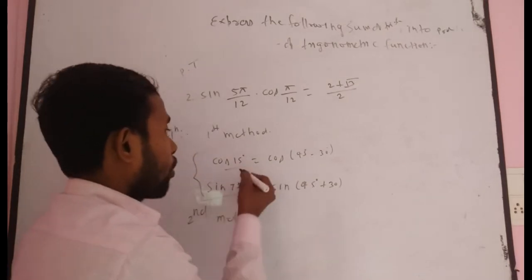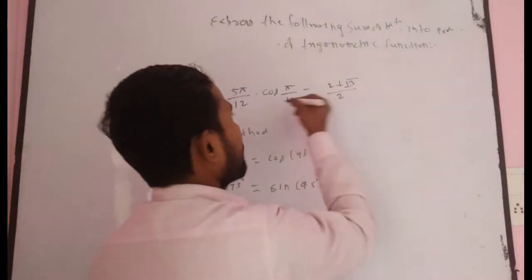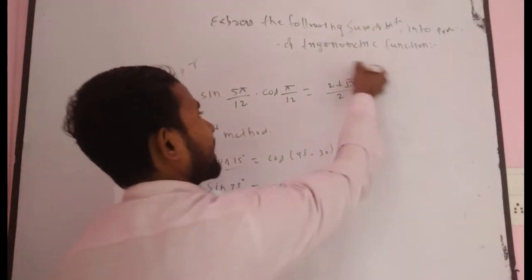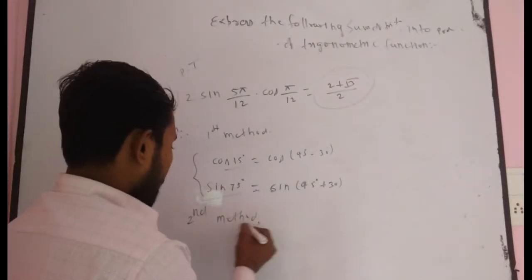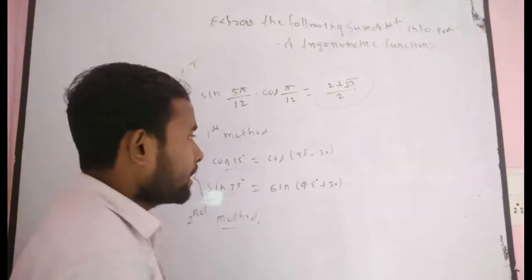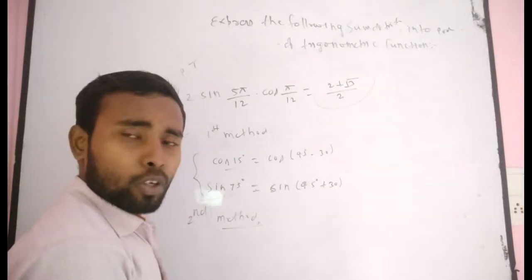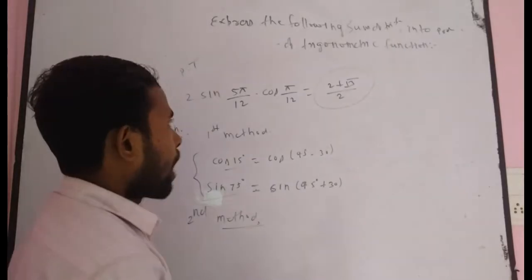you have to find cos 15 degree and sin 75 degree, and after it you have to put them in this expression. After it you finally get (2 plus root 3) by 2. Now I want to solve it by another way in which there is no usage of cos 15 degree and sin 75 degree. How can you solve it?